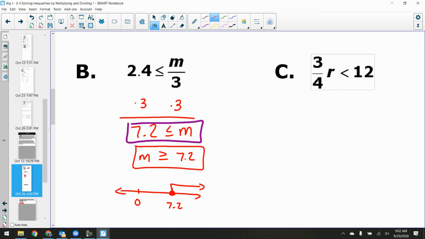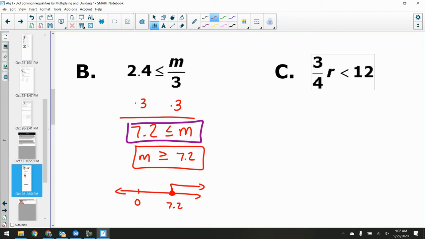Remember that you can always check an answer by plugging in a value that's covered up. Like if I did have it going the wrong way, 0 would have been covered up. 0 divided by 3 is 0. Is 2.4 less than 0? No, it's not. So I'd know that something was wrong there.